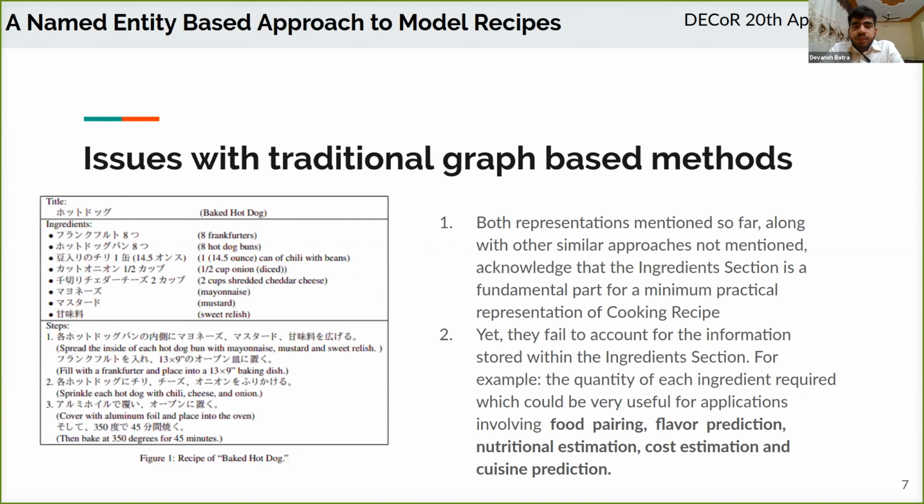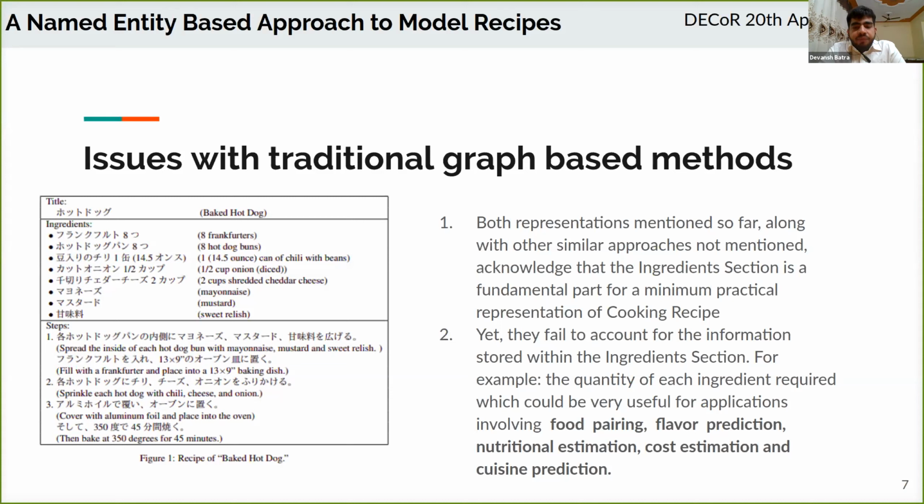But there are certain issues associated with these approaches. Both the graph-based representations mentioned so far, along with other similar approaches, acknowledge that the ingredient section is a fundamental part of the representation of a cooking recipe. The figure on the left is taken from the paper by Shinsuke Mori et al. They do acknowledge that the ingredient section is an integral part of the text, but they do not pay any heed to it when it comes to actual data modeling.